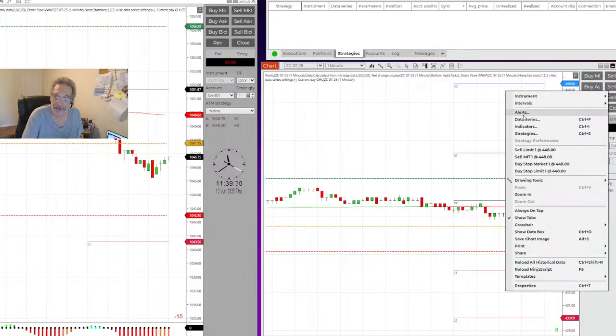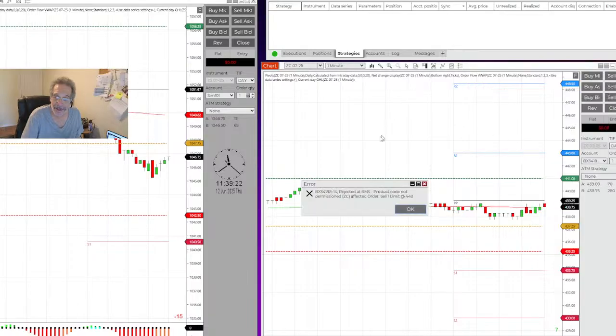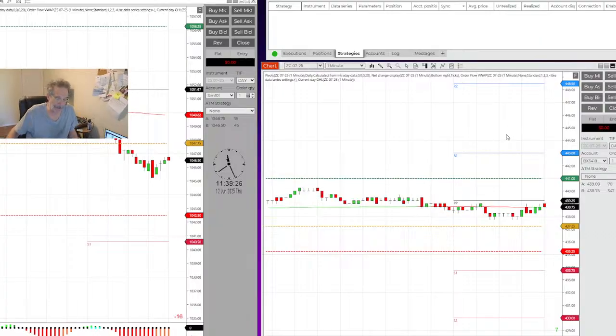So, product code not permissioned. I wrote them an email. I asked them, "Hey, why no corn? Why no bonds?" They made some sort of ridiculous excuse, scamming and all this other stuff. Meanwhile, there are other companies out there that let you trade all instruments. So I don't know what they're talking about.